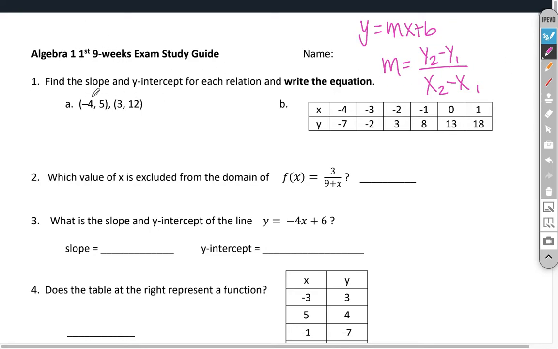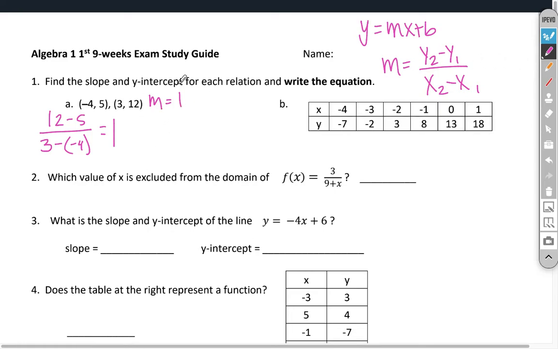So the first thing we need to do to write our equation is to find our slope. With two ordered pairs, we can do so by using our slope formula. So we'll have 12 minus 5 over 3 minus negative 4. This is going to give us 7 over 7, I believe. 12 minus 5, yep. And that's going to reduce to 1, okay? So I'm going to write up here that m equals 1.